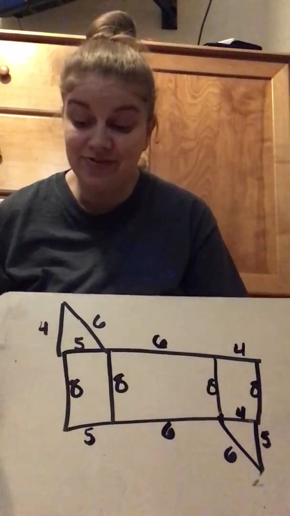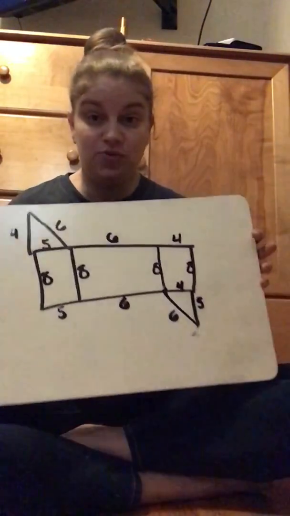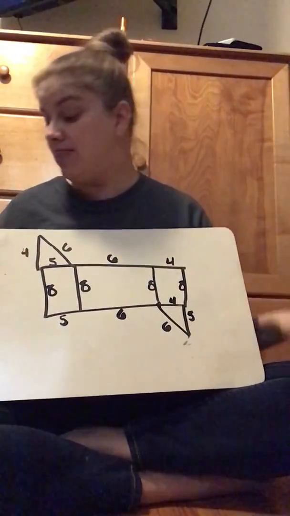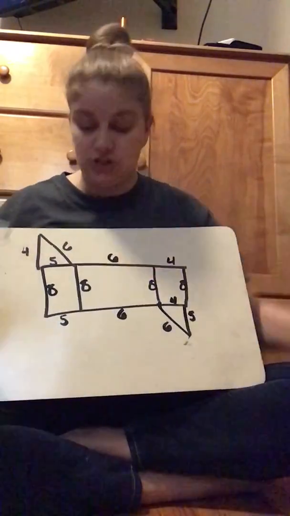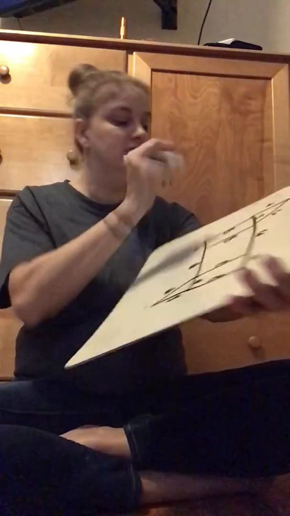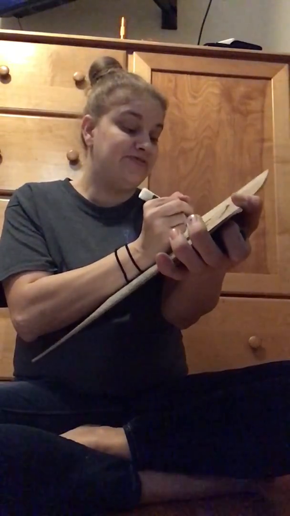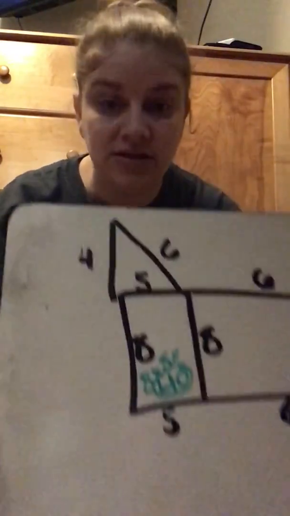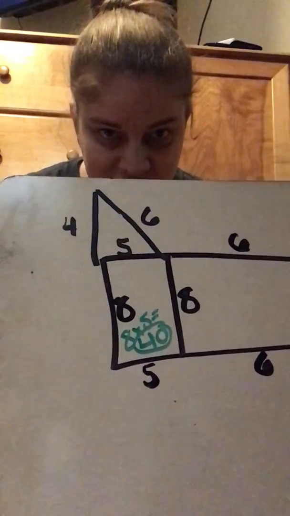And then 9B, you have to find the surface area of this figure. So we're going to find the area of each triangle and each rectangle, and then add them all up. Let's start with this one. We have 8 and 5. So I would multiply 8 times 5, and that gives me 40.